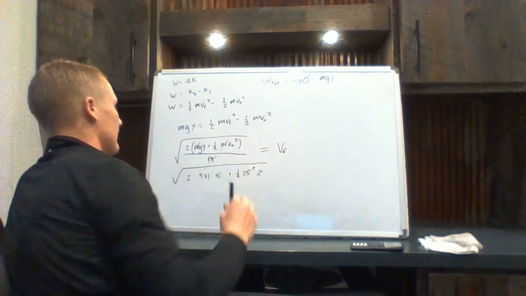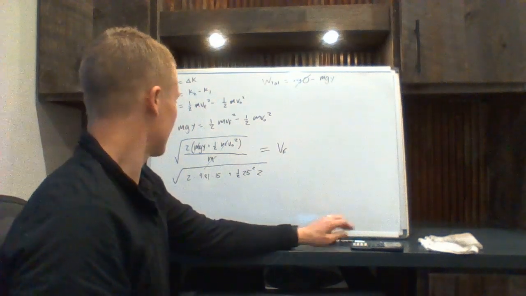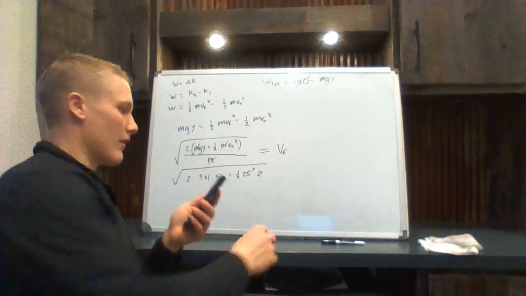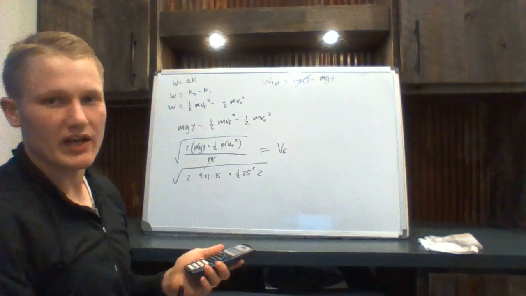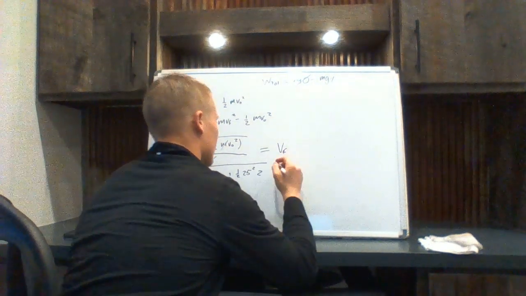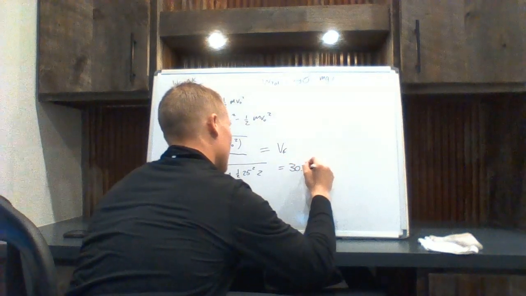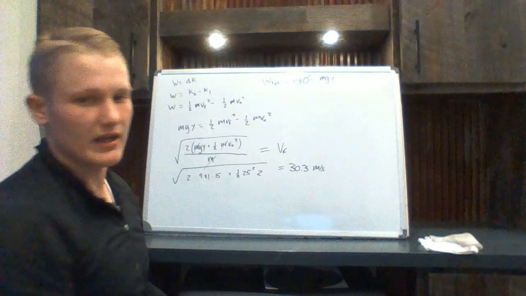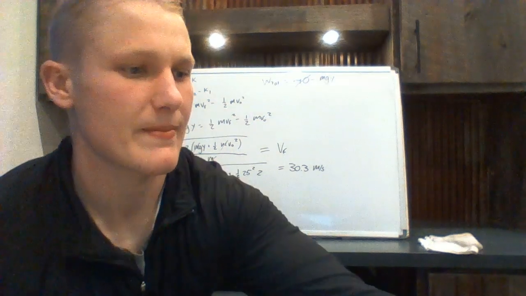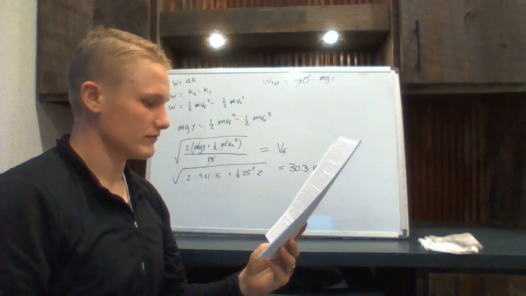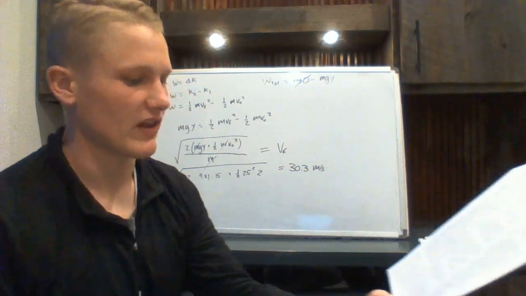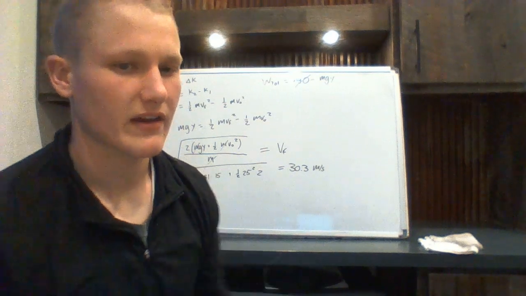Take the square root of all of this and put it in my calculator. Once I put all this in my calculator, we come out to 30.3 meters per second. So that is our initial velocity. Let me read the question. Yeah, so that's our initial velocity as it left the ground.